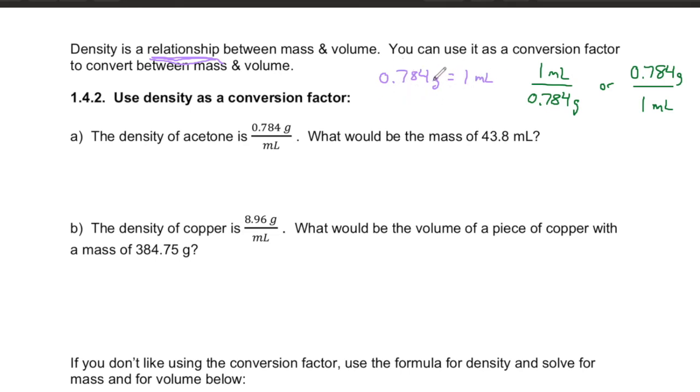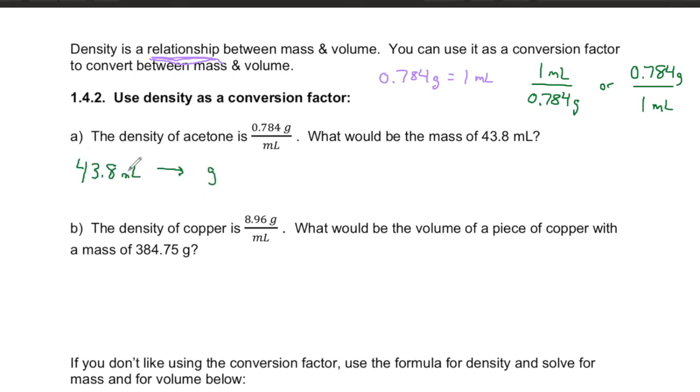The density shows that for every 1 milliliter, that has a mass of 0.784 grams, and 0.784 grams would be equal to 1 milliliter. For every relationship, you can write 2 possible conversion factors. You can write the 1 mL on top, the 0.784 grams on the bottom, or you can flip it over. That's because since these 2 terms are equal, if we have x over x, that equals 1. So if you have 2 things that are equal over each other, then it equals 1. And if we multiply something by a conversion factor, we're multiplying it by 1 and we are not changing what it is.